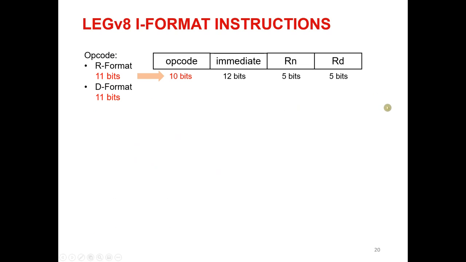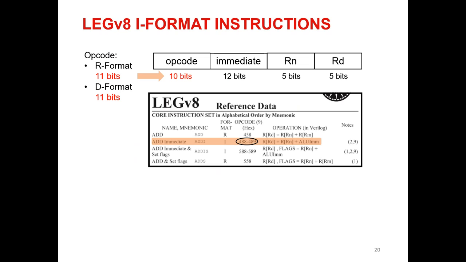So as I have mentioned, in R format and D format instructions, we have operation code of 11 bits. But here, designers have decided to have only 10 bits in order to have room for larger immediate values. So for having here 12 bits instead of 11. So what happens then? For the add I operation code, we have this number here in hexadecimal.